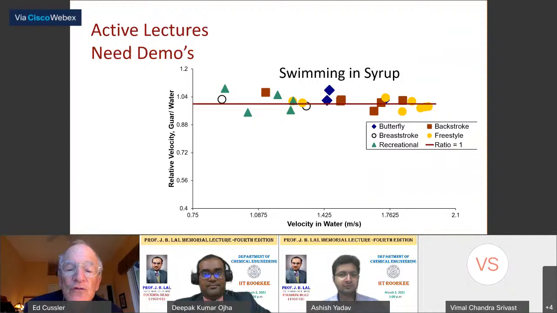And the swimmers ranged from the ones on the extreme left, who were basically Olympic level swimmers, and me. I'm one of the yellow points more towards the left of this diagram. And as you can see, the relative speed in the guar syrup versus the speed in water is unchanged with viscosity. Now, why should that be? Why should the speed not change? And of course, the reason is that when you're swimming in a swimming pool, the friction is form drag. It's not viscous drag. And your Reynolds number is way up in the area of hundreds of thousands. And so under that region, the friction factor is a constant independent of the viscosity.